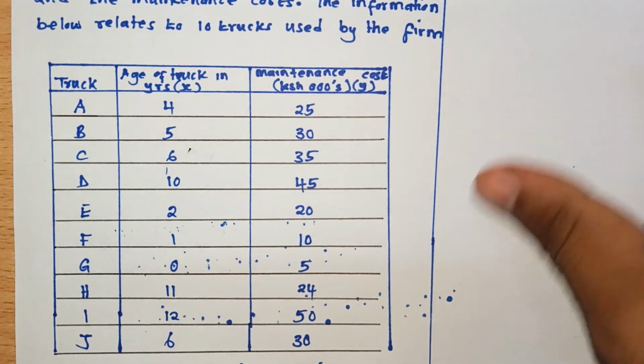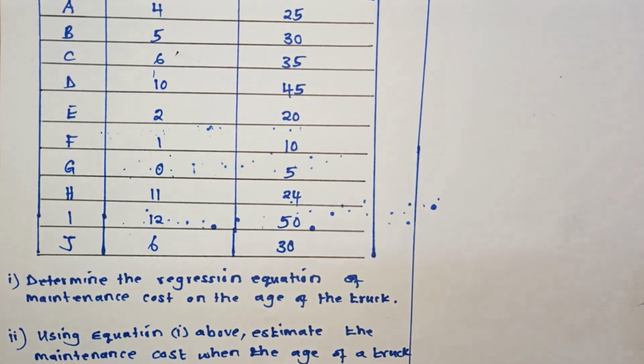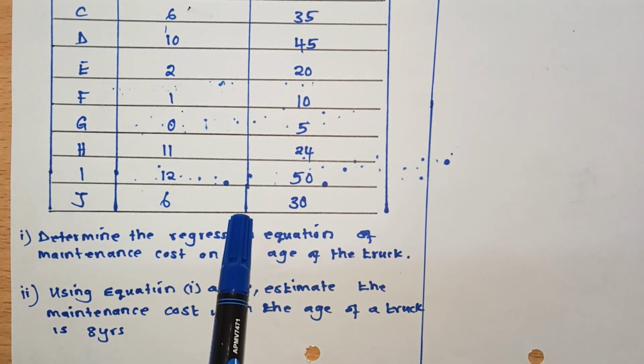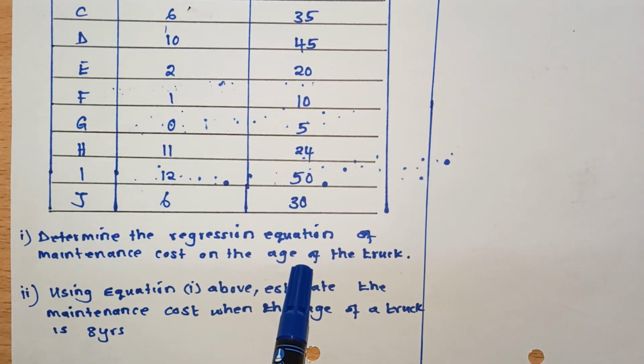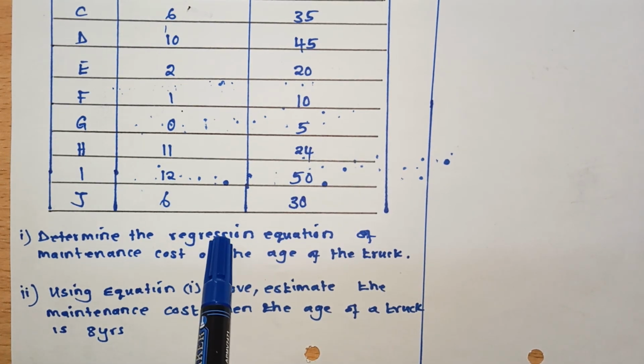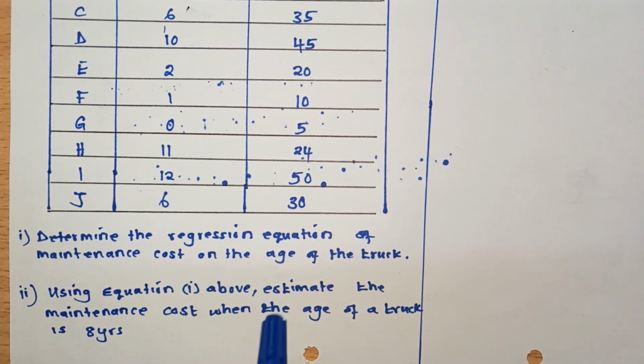So our main goal will be to develop a linear regression that shows how maintenance cost depends on the truck age. And then in part B of this question, we are going to use the equation obtained in part A to estimate the expected cost for a truck of a given age, let's say 8 years.